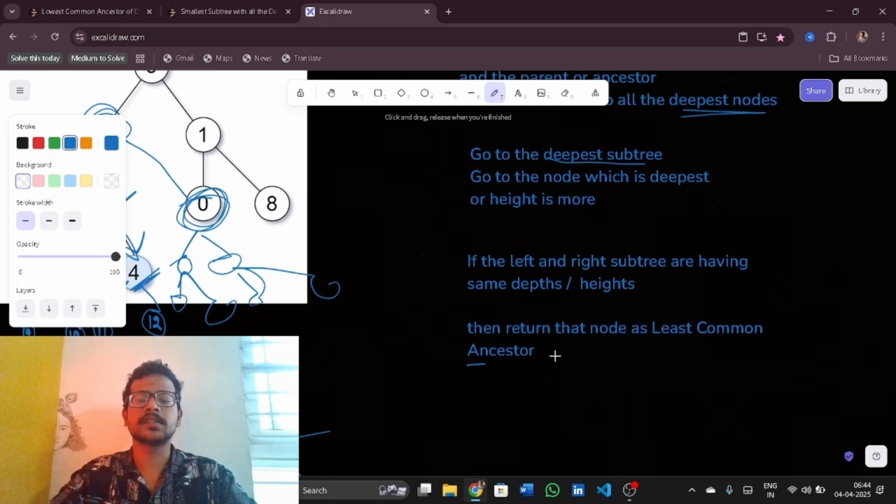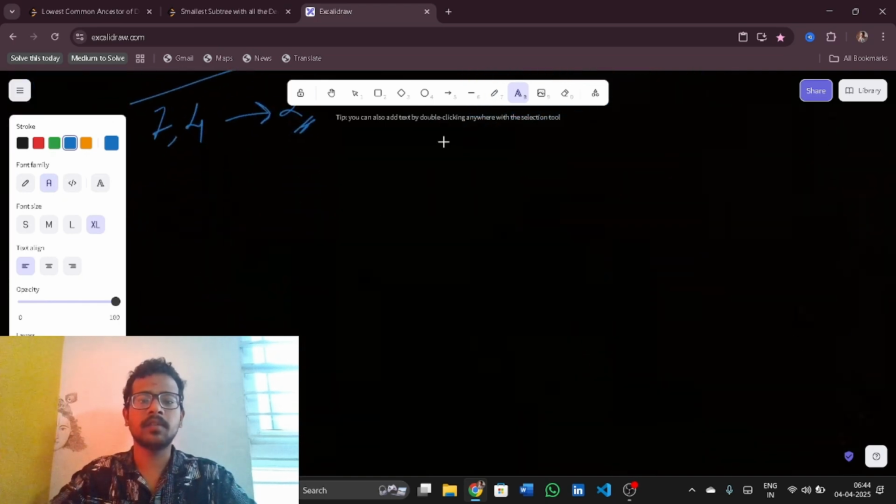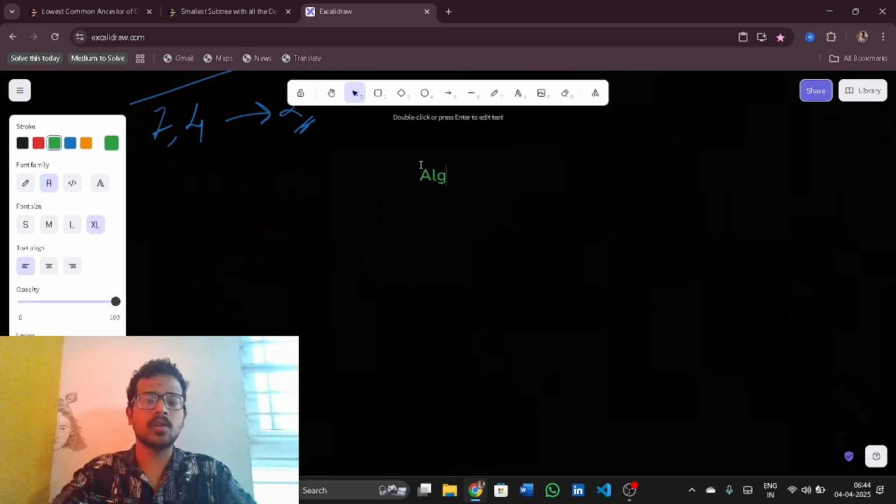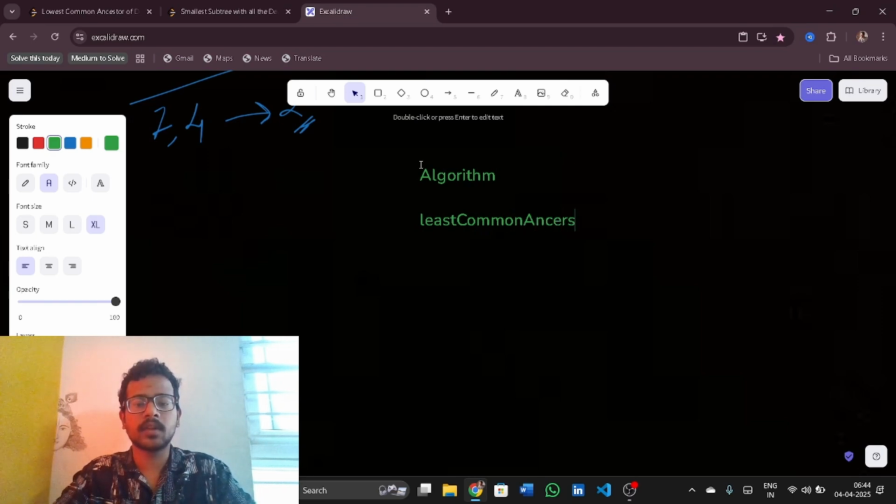So if the left and right subtrees have the same depths or heights, then return that node as the least common ancestor. My algorithm will be something like this; I think you got the intuition of how this works. First thing, I will initialize the least common ancestor globally. Now I need to do a DFS, but I need to get the depth of every node.